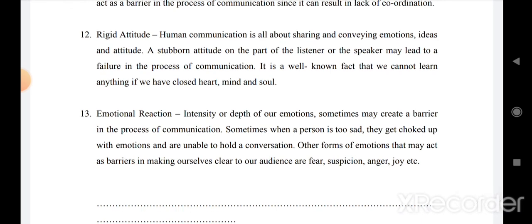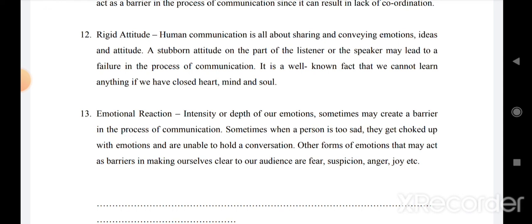Communication should always be a two-way street. If two people don't agree on something, they should always agree to disagree, but it should not result in a fight. The process should be an amicable one. It's a well known fact that we cannot learn anything if we have a closed heart, a closed mind and soul. It becomes very difficult to learn something new.